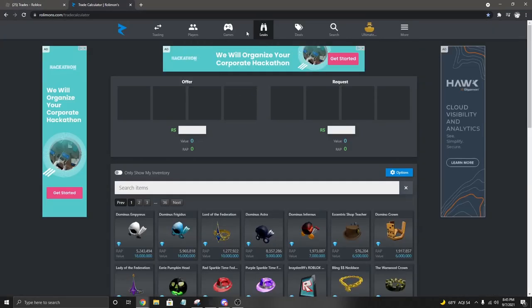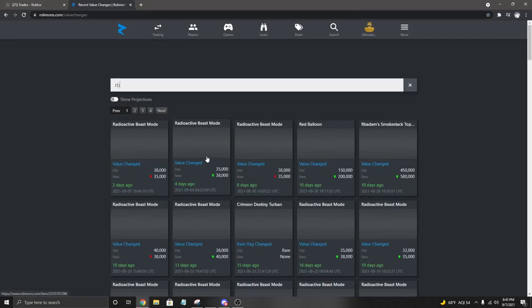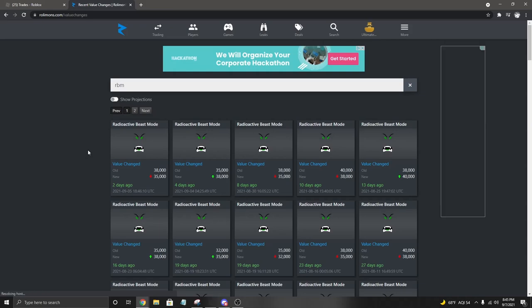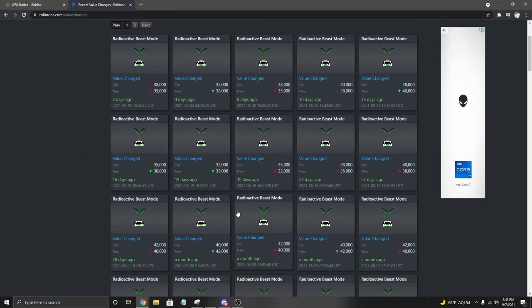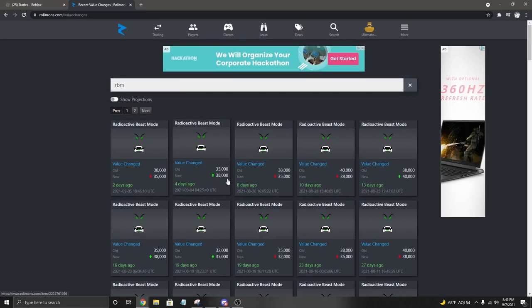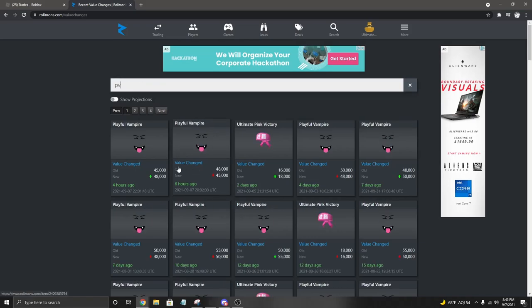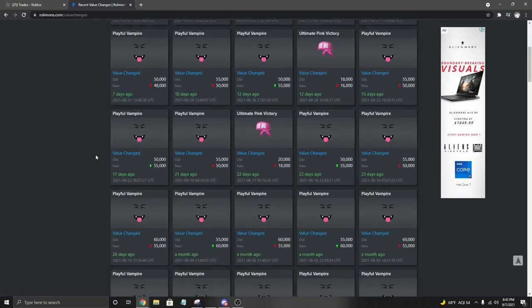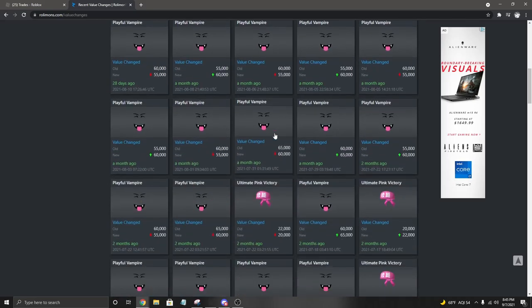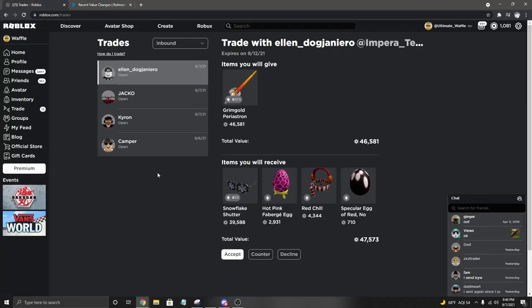A good way that you can check if an item is peaked or not is you can go to the value changes and look up RBM, for example, and you can see what the max it gets to is. And see, 42, that's about the max it gets. You can do it for basically any item. It's a little bit harder with bigger items. Let's see, Playful Vampire, this has gone down a lot recently, but it peaks around 65. There you go. Simple things like that can help you out in trades.